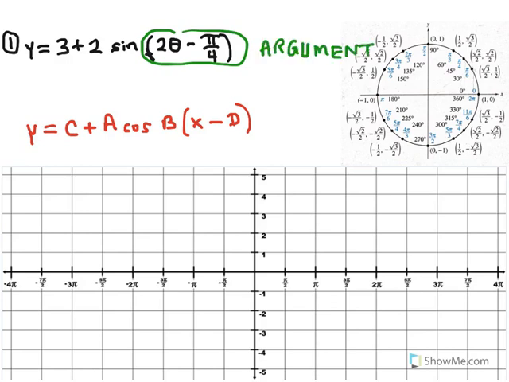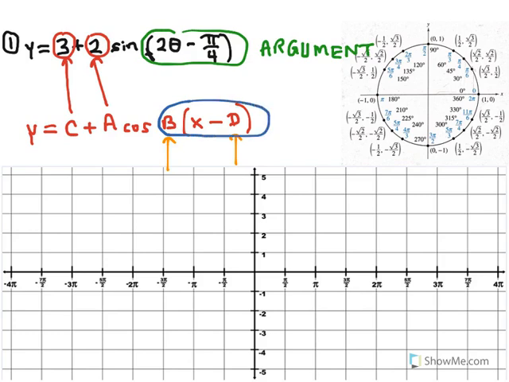The next thing that we'd like to do is identify the values of the parameters a, b, c, and d. So we can see that the parameter a is 2. We can also see that the parameter c is 3. However, when it comes to the parameters b and d, to identify the values of these two parameters correctly, the argument must be written in the form b times the quantity x minus d.